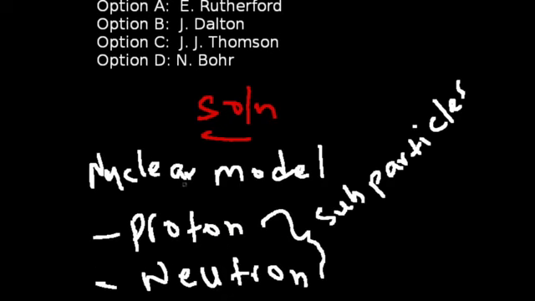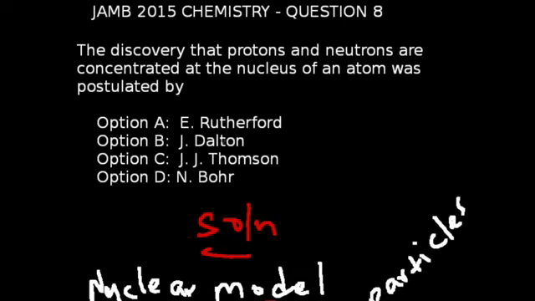First thing I want us to know in trying to solve this problem is that many years ago, a man presented a model of an atom and called it the nuclear model of an atom. In this model, he postulated that subparticles of an atom, the proton and neutron, are concentrated at the nucleus of that atom. And the name of that man was Ernest Rutherford. So the correct answer to this question is option A.